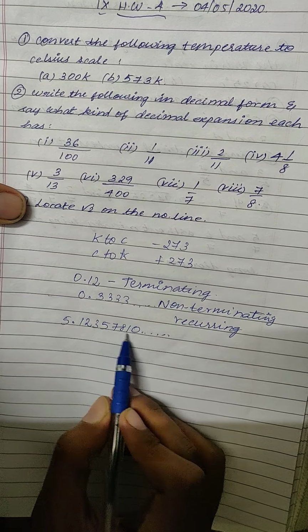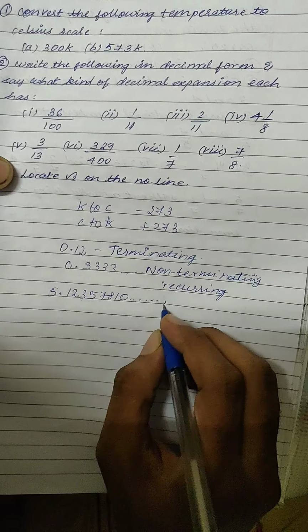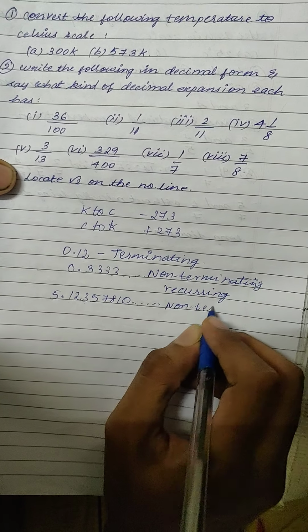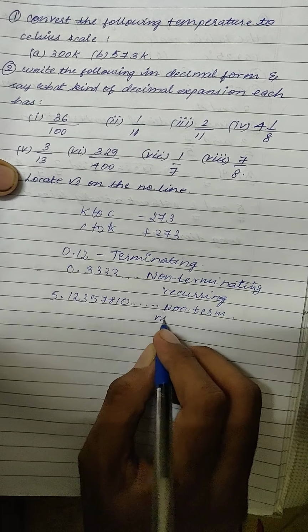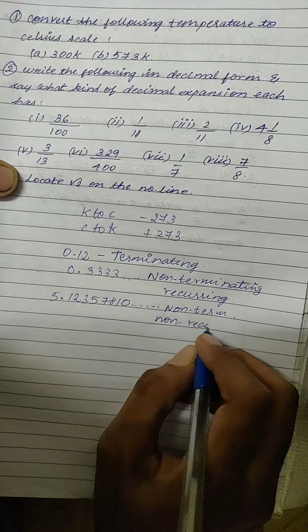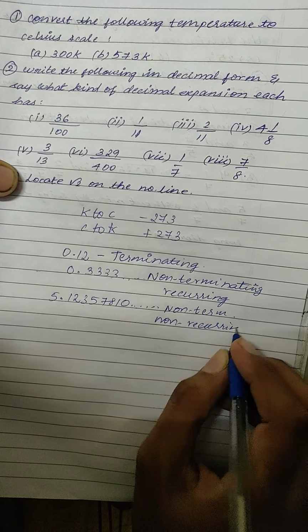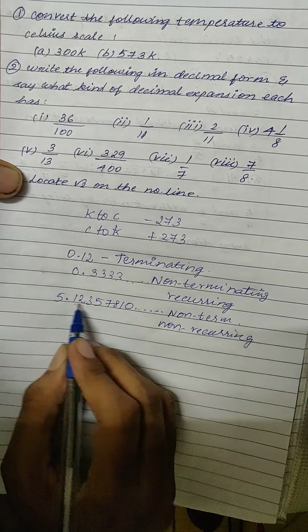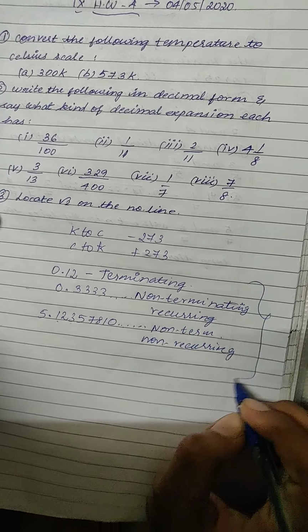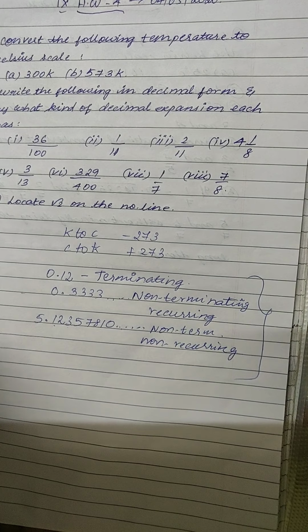So then you have to take this as a non-terminating, non-recurring decimal expansion. Non-recurring means there is no repetition of the numbers. Don't say 1 is being repeated. The same pattern should repeat, like 1, 2, 3, 1, 2, 3, 1, 2, 3. Then only you'll get it as non-terminating recurring. If the pattern is not repeating, then it is called non-terminating, non-recurring. So these 3 are the types of decimal expansions that we have in mathematics.